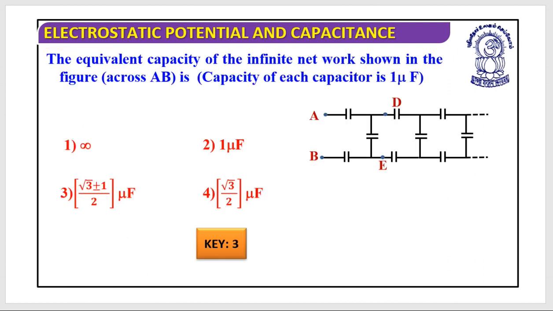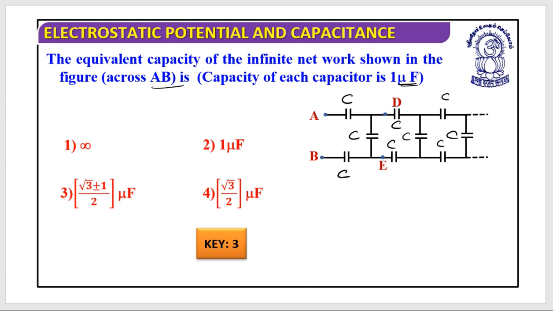Yes, it's an infinite ladder. The question says to find the equivalent capacitance of the infinite network shown in the figure across AB. The capacitance of each capacitor is 1 microfarad. So what do you need to do? Suppose, let's write it down at this point: it's a C, and then we are going to replace the value.